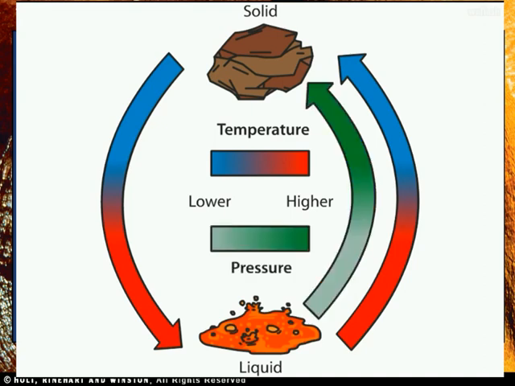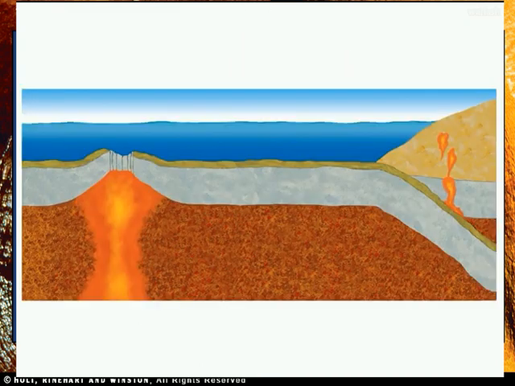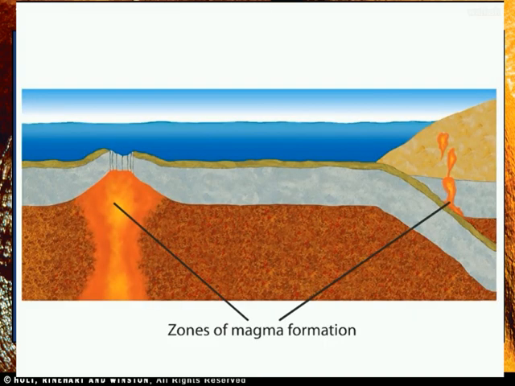An increase in pressure raises the melting point of most materials, so as pressure on rock increases, the rock is more likely to remain solid. And decreasing pressure allows the rock to melt into liquid magma. Once formed, magma rises to the surface of the Earth because it is less dense than the surrounding rock.